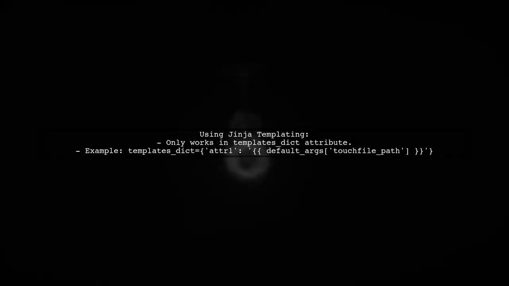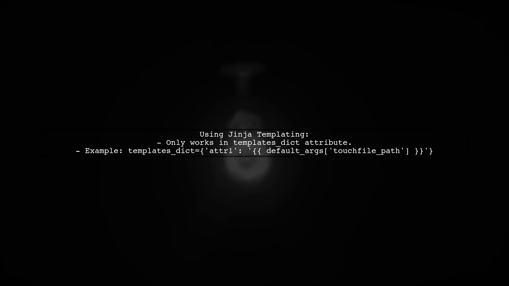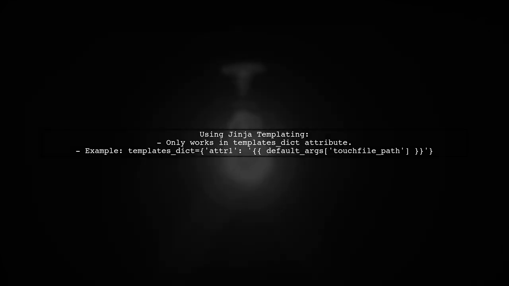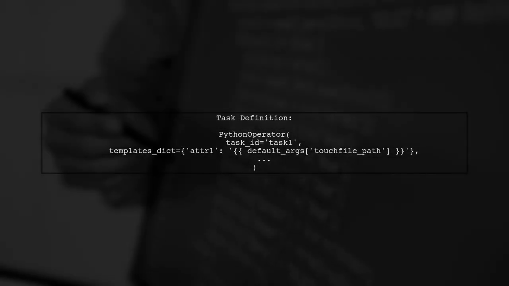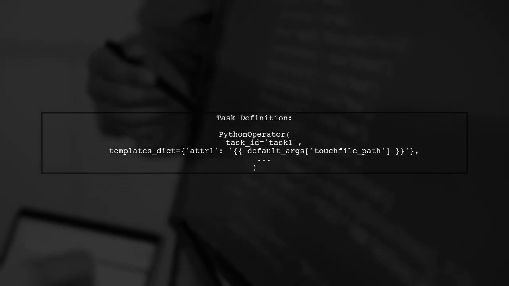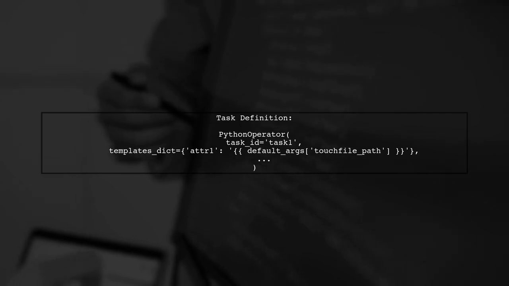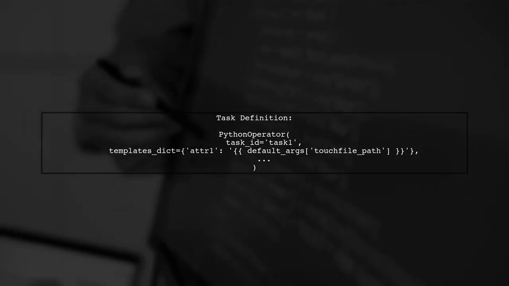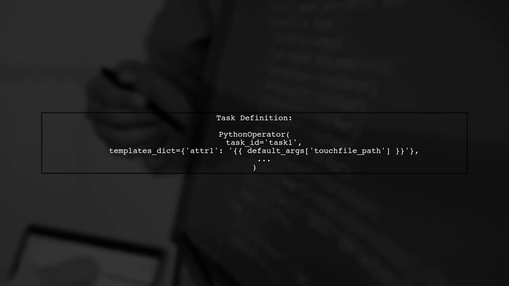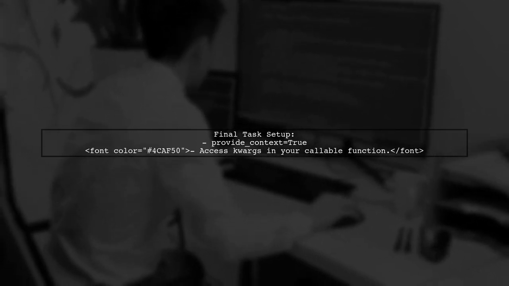to access the touchfile path parameter in your Python operator, you can use Jinja templating. However, it only works in specific attributes. In your task definition, ensure that you are using the correct syntax for Jinja templating. This will allow you to dynamically access the touchfile path. Finally, remember to enable provide context in your Python operator. This allows the context variables to be passed to your callable function.